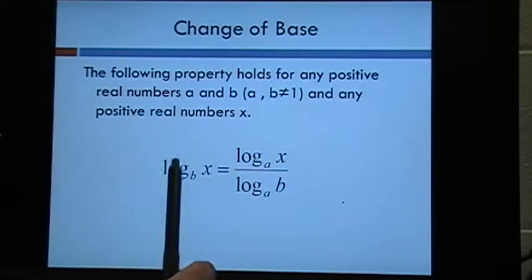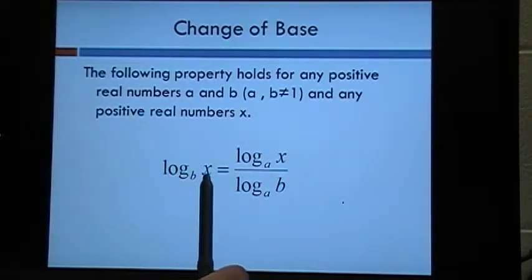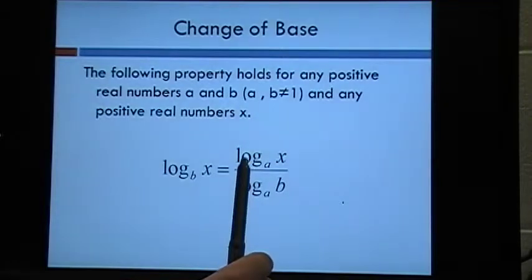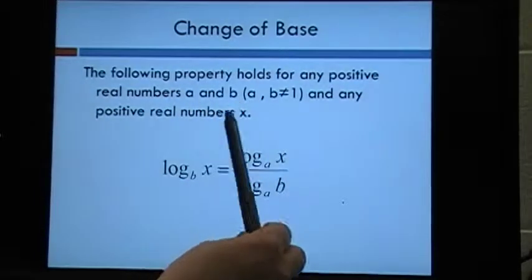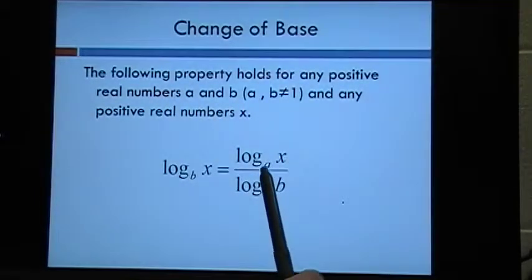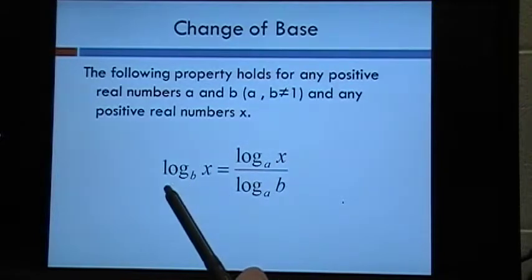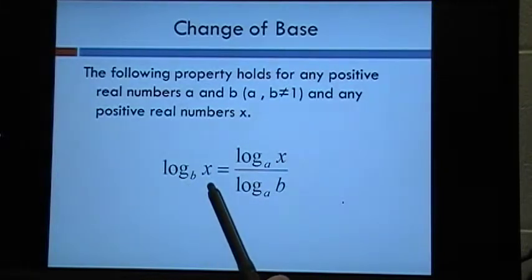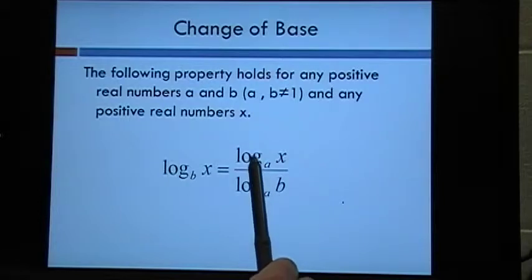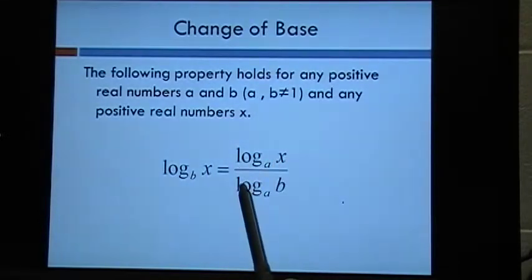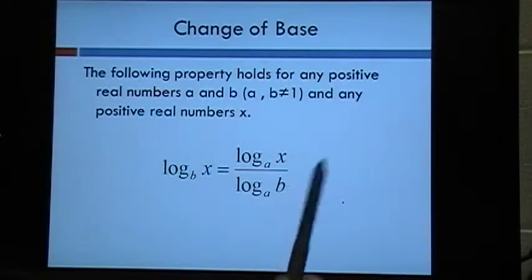The change of base says if you have log base b of x, that's the same thing as log base a of x divided by the log base a of b. The change of base basically says a can be any number you want. So you can find the value of this logarithm by changing your base to whatever you want. But regardless of the base, it's always the logarithm of the argument divided by the log of the base. Okay?